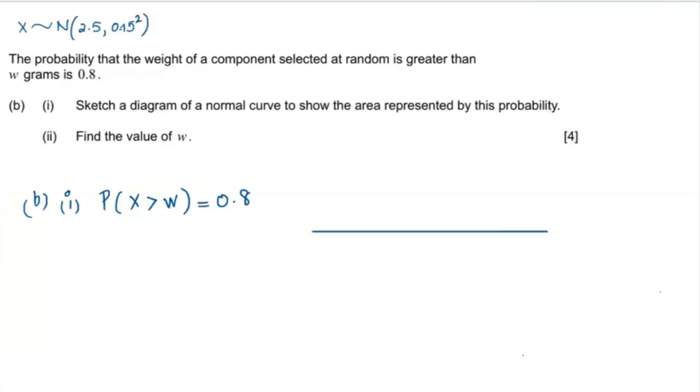You can just show the mean in the middle, okay? And here we go, like this.